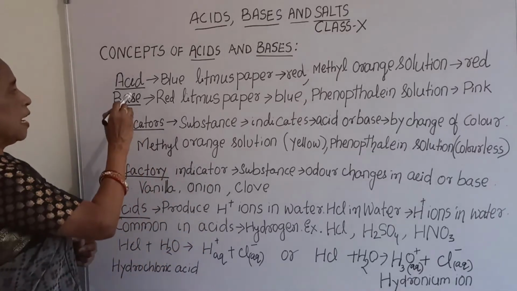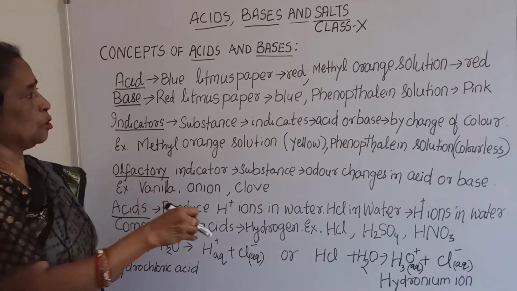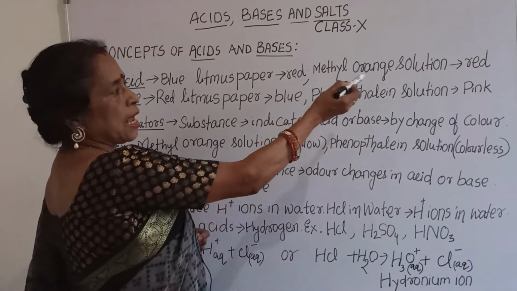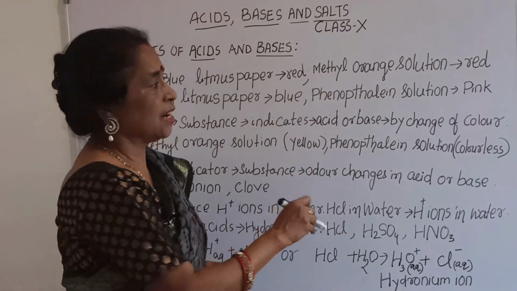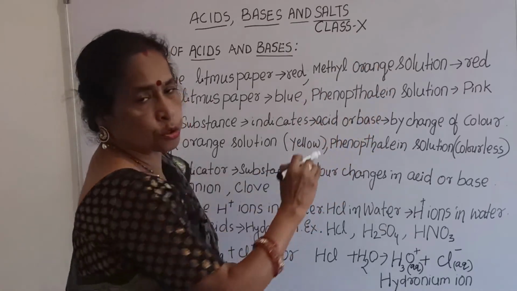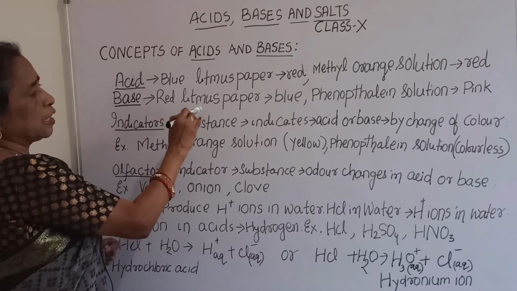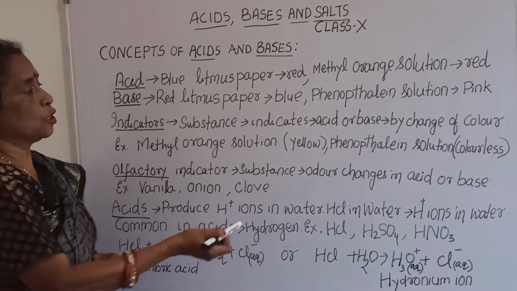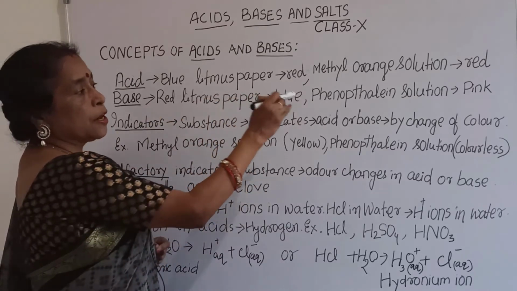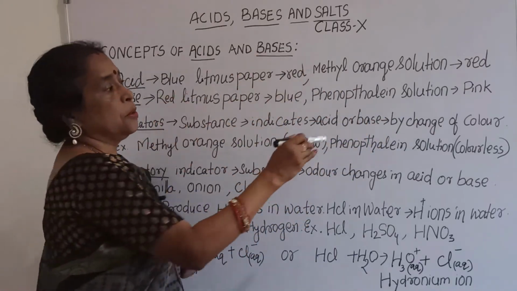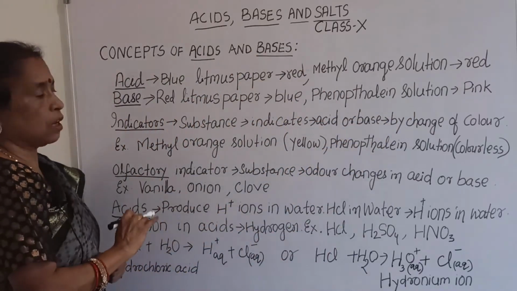Again see, if you take acid in a test tube and add blue litmus paper, it turns red. If you add methyl orange solution to acid, the color changes to red. If you take base in a test tube and add red litmus paper, that paper changes to blue. And if you add phenolphthalein solution to base in a test tube, it changes to pink color.